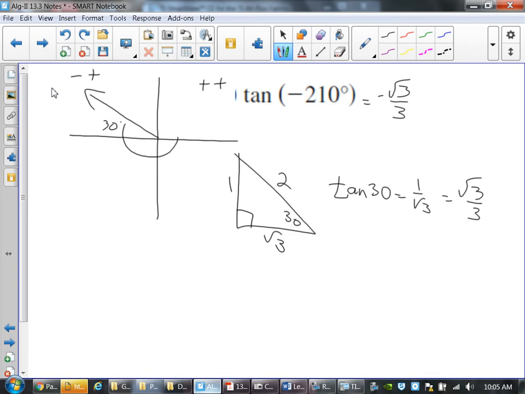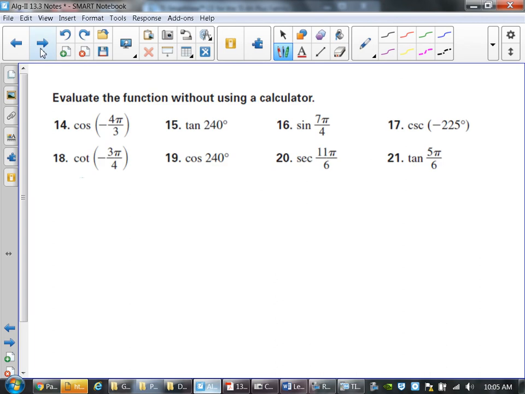Yes, sir? What if it doesn't land on 30 or 45? Then you have to use a calculator. That's all it is. Seriously, that's all it is. I'm going to give you problems that land in the specials, because that's the whole point. I want you to land and learn in the specials. That's how we do it. Let's do this.